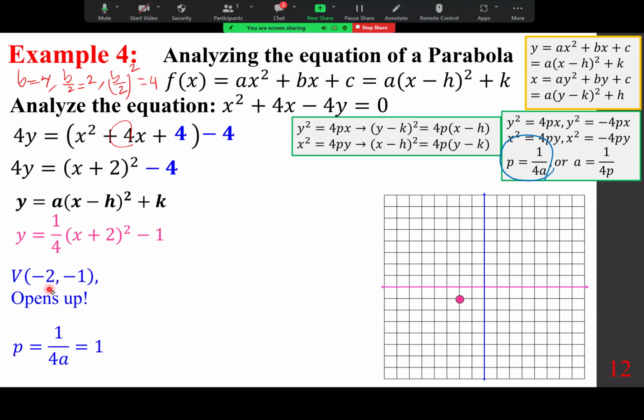So p is 1/(4a). And here's a: a is 1/4. 4 times that makes it 1. So p is 1. So a is 1/4. It makes it pretty easy.